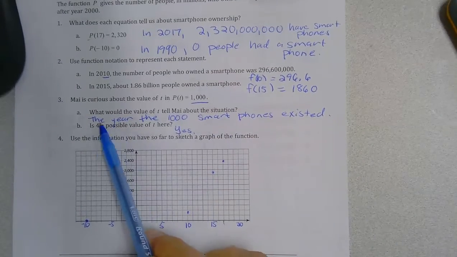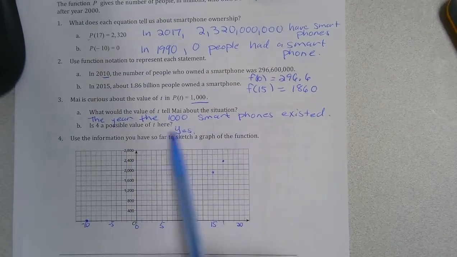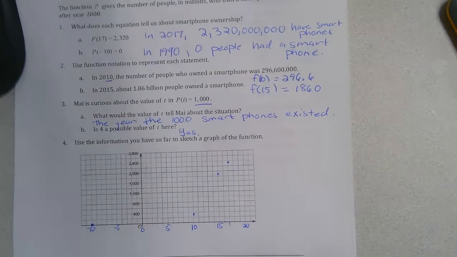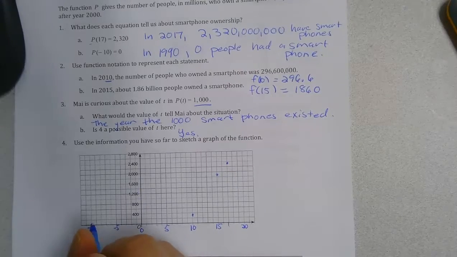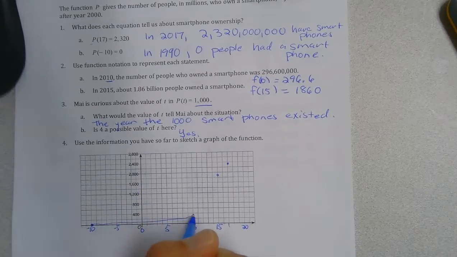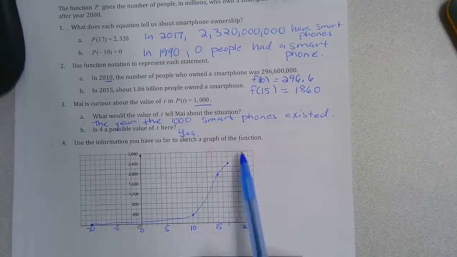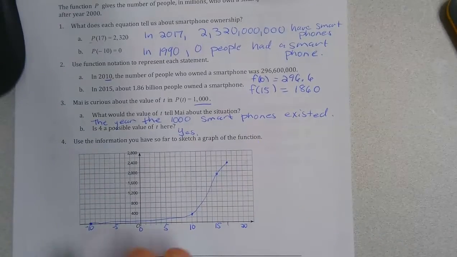And then the year that it's 1,000, we don't really know. So if we're looking at this, we can see that the number of smartphones goes up. So if we had to put a graph here, it kind of goes up like that. And it seems like after 2010, lots of smartphones started being manufactured.